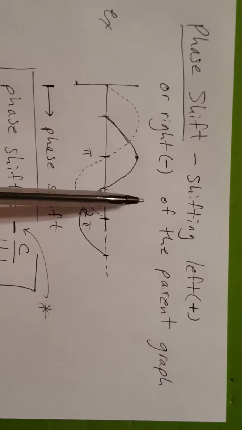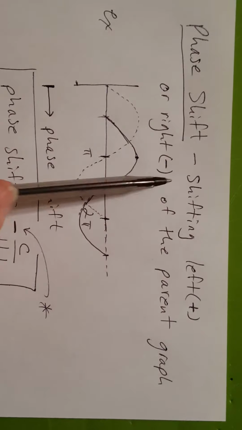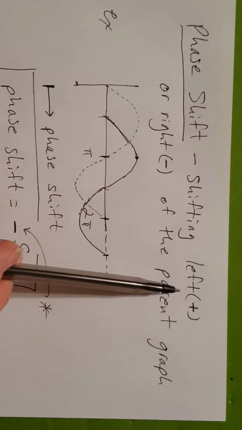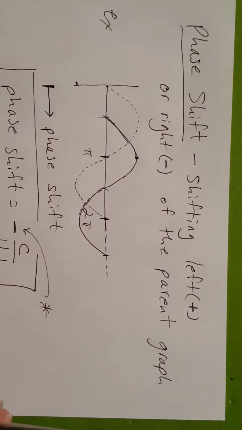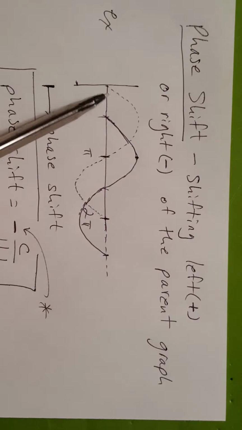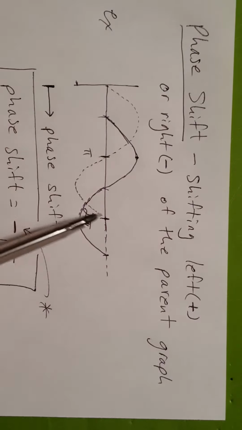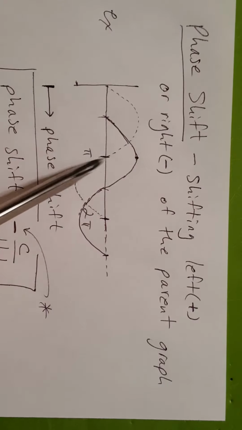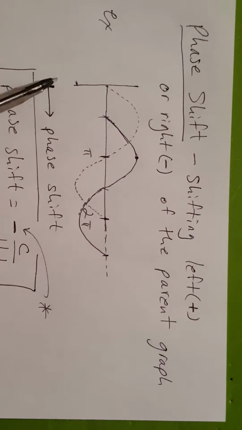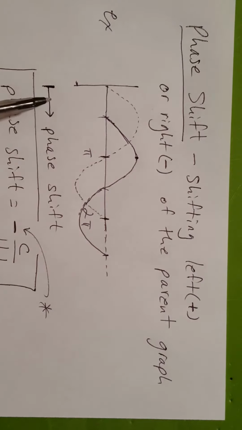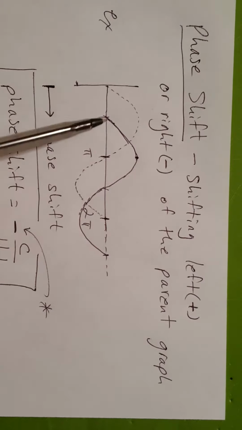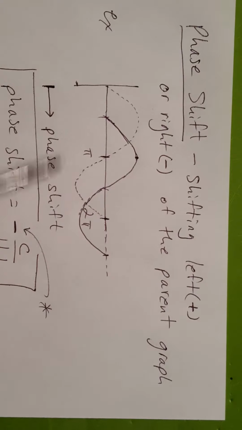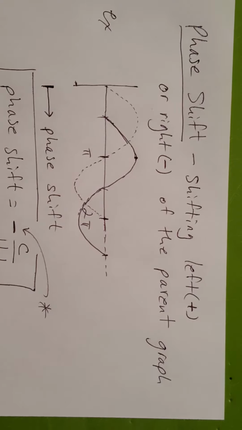is when you take the graph and shift it left or right of the parent graph. So if you look at this example, the dotted one right here, that would be the parent graph. Okay, that's just plain old sine of x. Notice how it shifts over to the right. The solid one here, it shifts over to the right. We call that a phase shift.